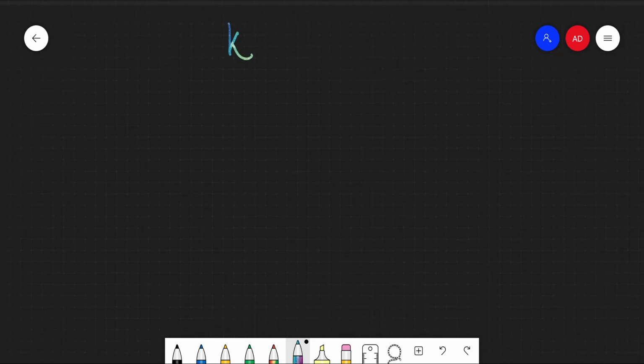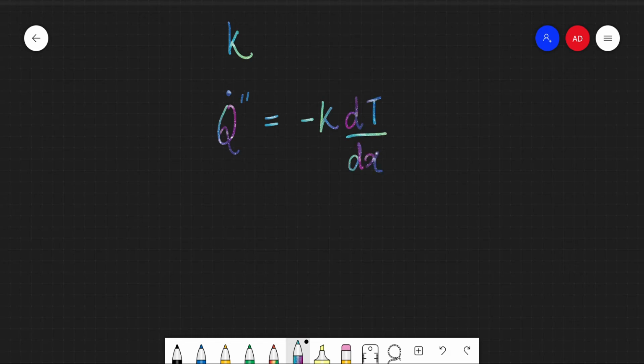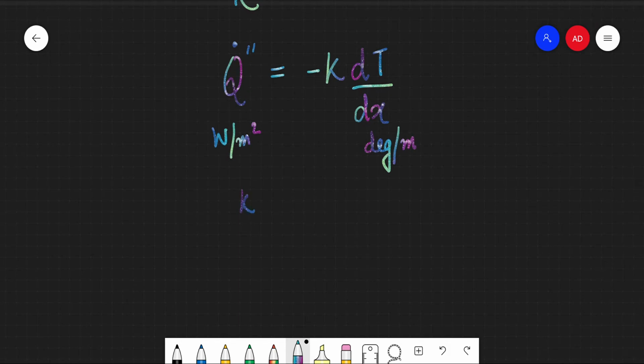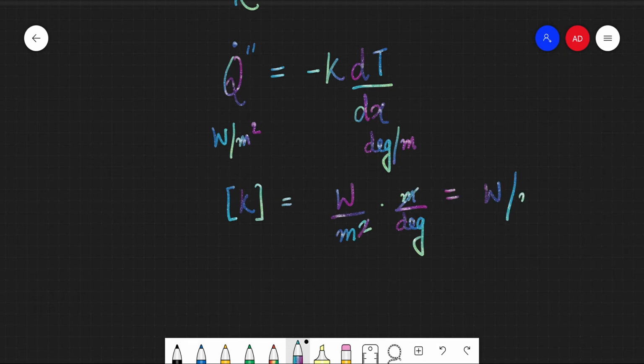So from Fourier's law of heat conduction, we know that the heat flux, right, is nothing but minus K dT/dx, right, if this is an exact derivative. Now this is in watts per square meter and this is in degrees per meter, right? So by dimensional analysis, the units of K shall come out as watts per meter squared into meter per degree, right? So the units of K will be watts per meter degree.